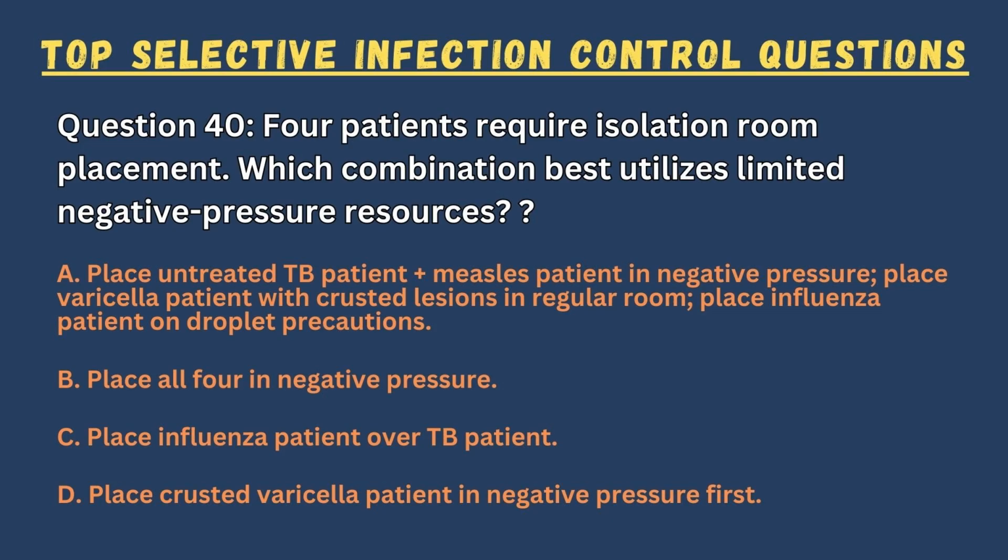Question 40. Four patients require isolation room placement. Which combination best utilizes limited negative pressure resources? A. Place untreated TB patient plus measles patient in negative pressure. Place varicella patient with crusted lesions in regular room. Place influenza patient on droplet precautions. B. Place all 4 in negative pressure. C. Place influenza patient over TB patient. D. Place crusted varicella patient in negative pressure first.